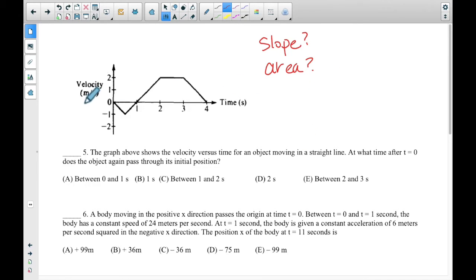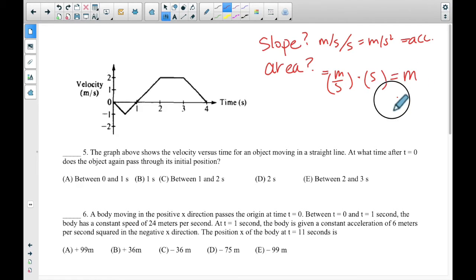Remember, the slope of a velocity time graph is meters per second, or in other words, meters per second squared, which is acceleration. The area of a velocity time graph is meters per second times seconds. And that gives me meters, which gives me displacement. So I might look at the area, I might look at the slope.